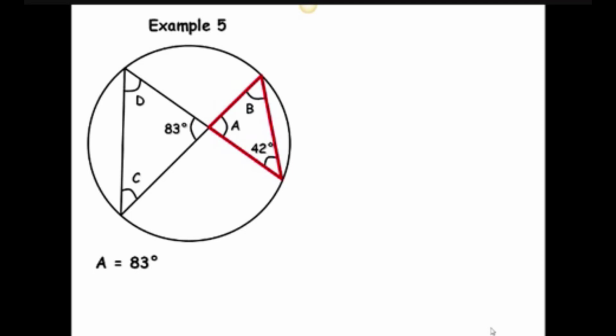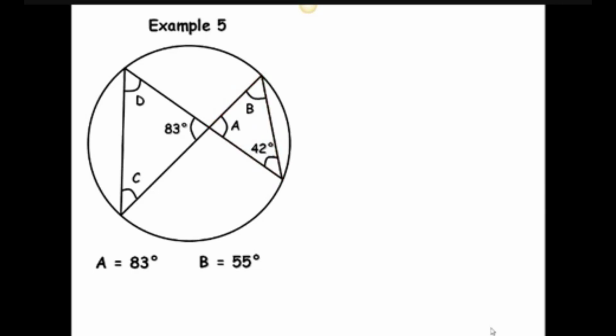Let's focus on that little triangle on the right hand side now. Now we know what A is. We know one of the angles is 42. We know the three angles of a triangle add up to 180. So if we take 83 and 42 away from 180, we get B to be 55 degrees.